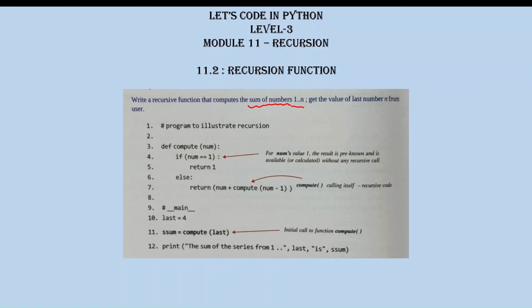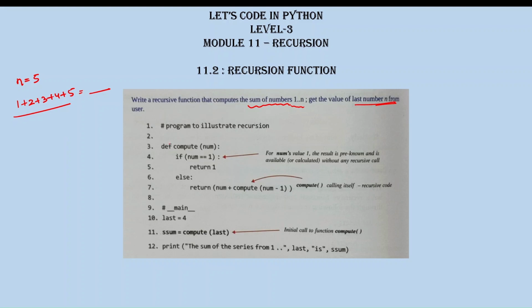Okay, so this is a simple program. The program demands that you ask the user to enter any number and then sum up the numbers from 1 to n. Say, for example, the user enters the value 5. Your function should perform the sum of numbers from 1 to 5, so it should be 1 plus 2 plus 3 plus 4 plus 5. This is what has to be performed and the sum is to be returned.